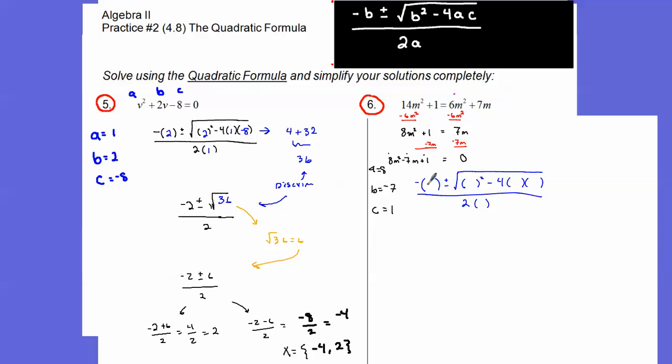The b is going to be -7. We have also -7 squared minus 4 times a, which is 8, multiplied by c, which is 1, and in the denominator 2 times 8. We will take the discriminant and calculate this. We have -7 squared, which gives us 49.